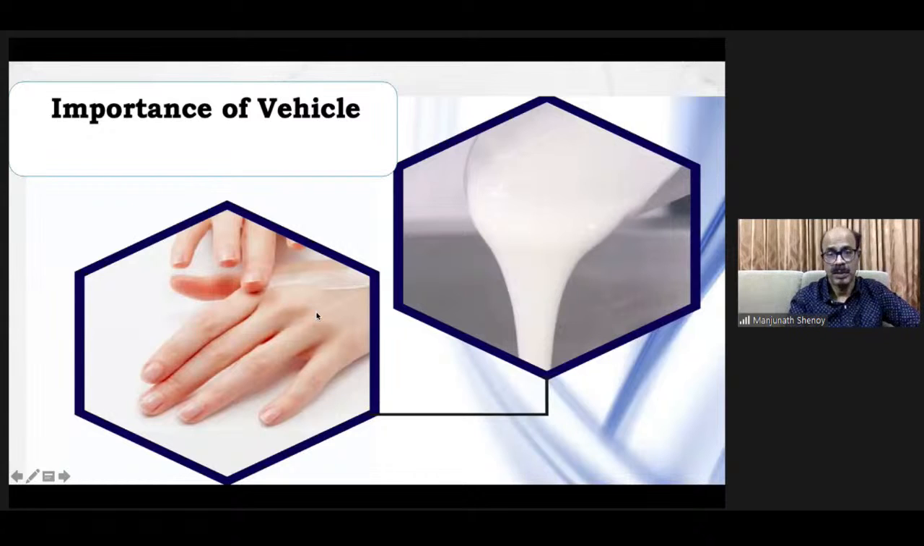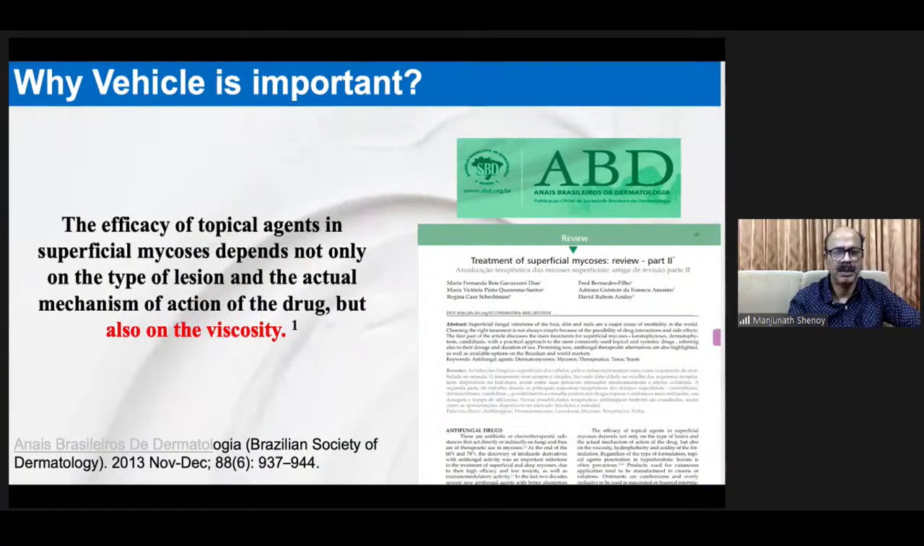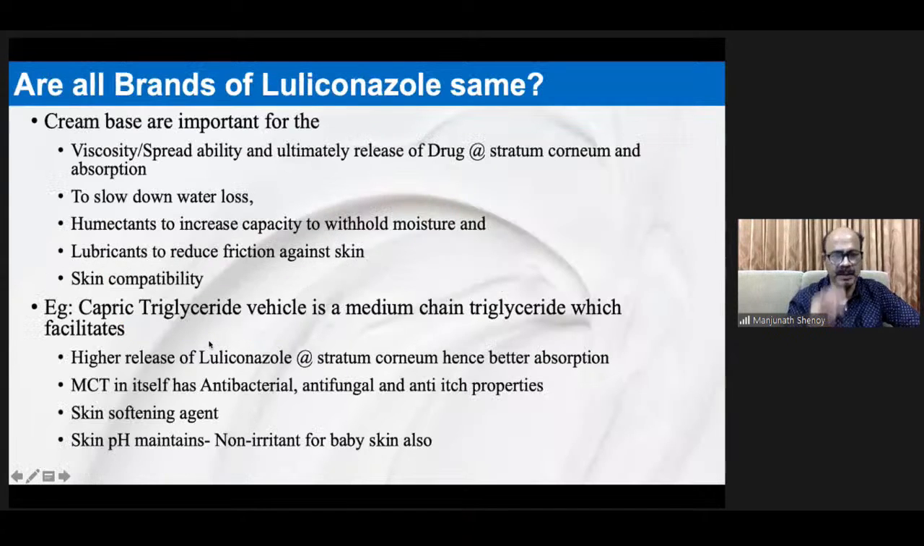So now coming to another important aspect of topical antifungals, the vehicle. Now, most of these topical antifungals are a combination of the active compound and the vehicle. Vehicle is as important as the molecule because if we use a suitable vehicle, the absorption of the topical antifungal across the stratum corneum is much better. Viscosity is also very important. The efficacy of topical antifungals in superficial mycosis depends not only on the type of the lesion and the mechanism involved, but also on the viscosity of the vehicle that we use.